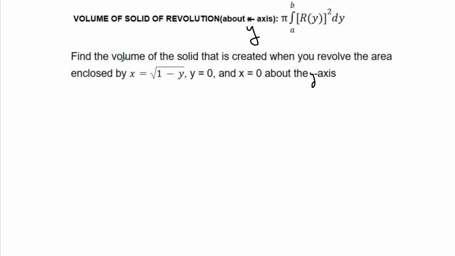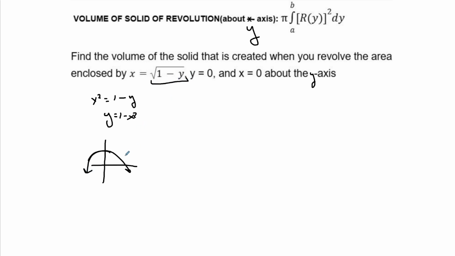So here we're asked, find the volume of a solid that is created when you revolve the area enclosed by x equals square root of 1 minus y, y equals 0, and x equals 0 about the x-axis. So let's draw this. It's a little easier to think about this in terms of y. So let's actually rewrite the equation in terms of y just to draw it graphically. So we have x squared equals 1 minus y. So y equals 1 minus x squared. So now we'll actually understand how to draw this. So it would look something like this. Okay. However, when we're integrating, we're going to be using this.